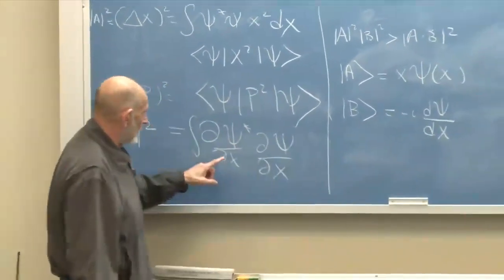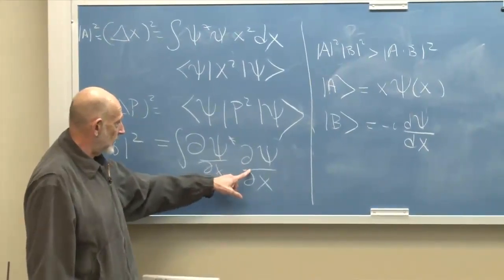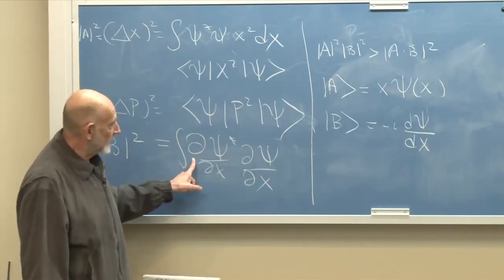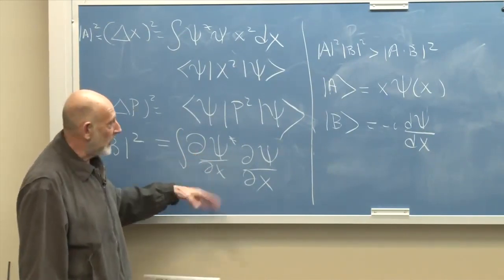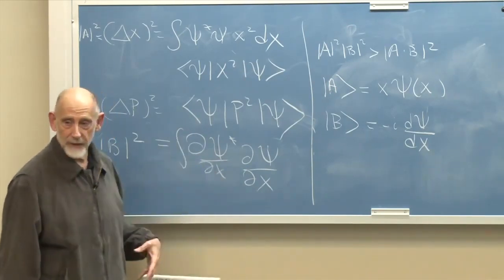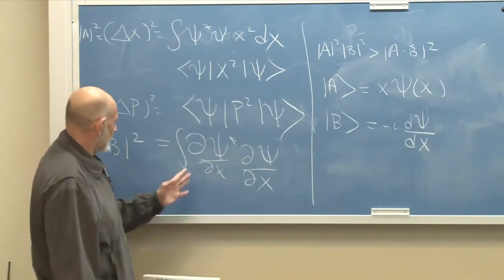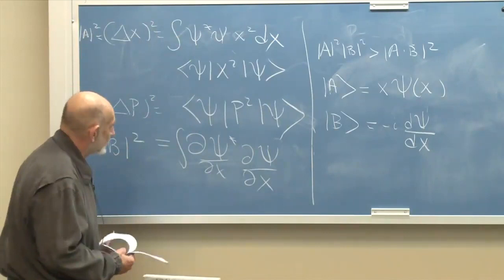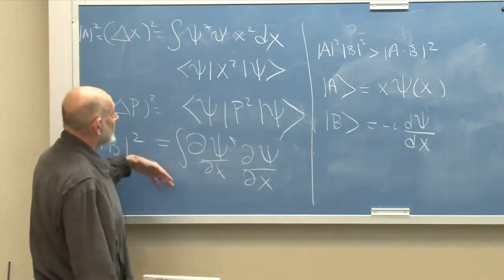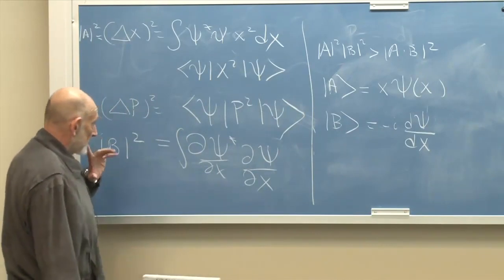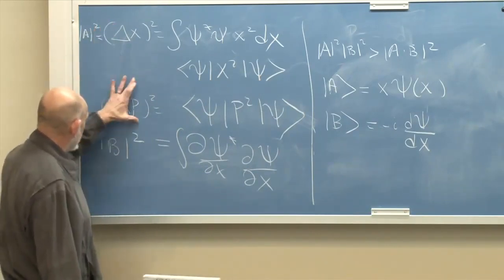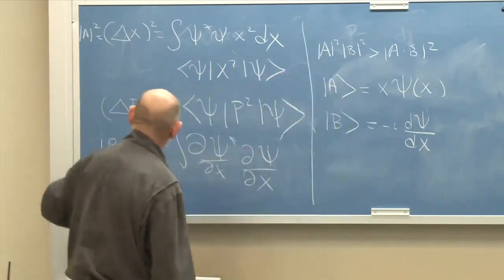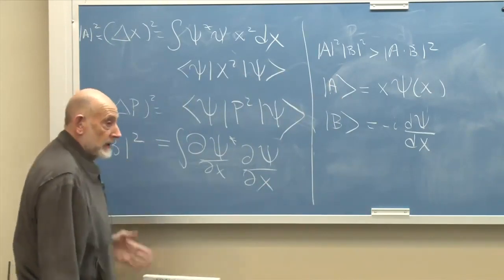How come I have a minus i d by dx here? If I put minus i d by dx over here, I would have minus i times minus i, which is minus 1. How come I have a plus 1 instead of a minus 1? Complex conjugation. Yeah, so this is B squared. That's A squared. And A squared times B squared is this. It is also delta x squared times delta p squared. The triangle inequality is literally talking about delta x squared, delta p squared.